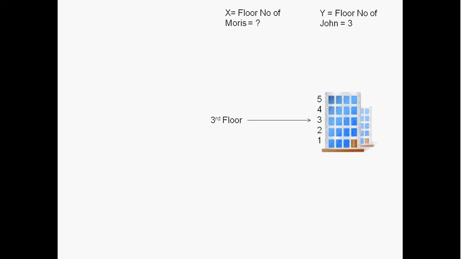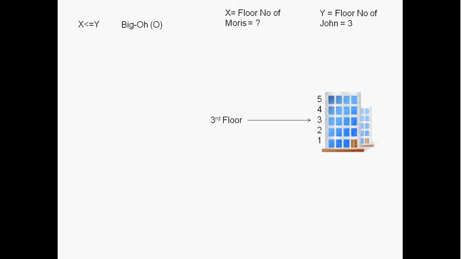We are asking people, do you know the floor number of Morris? Some people say, we don't know exactly, but the floor number of Morris is probably less than or equal to the floor number of John, like third floor or lower than third floor, or third floor or greater than third floor. We get answers like this. So whenever you get such relations like less than or equal to, always relate it with big O notation. I'll explain how, but just keep this in mind.